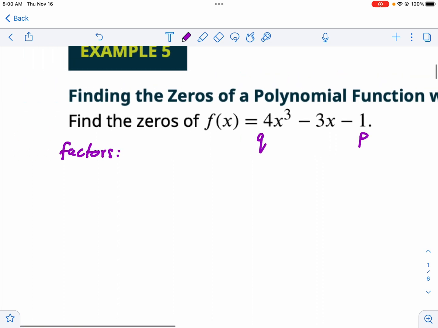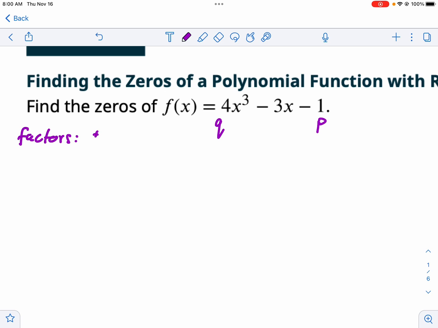For example, 1 times 1 is 1, but of course you have your negative version, negative 1 times negative 1 works. Here are your factors of P, and then here are your factors of Q. So Q is 4, so 1 times 4 is 4, and 2 times 2 is 4. So these are your factors of Q, of 4.